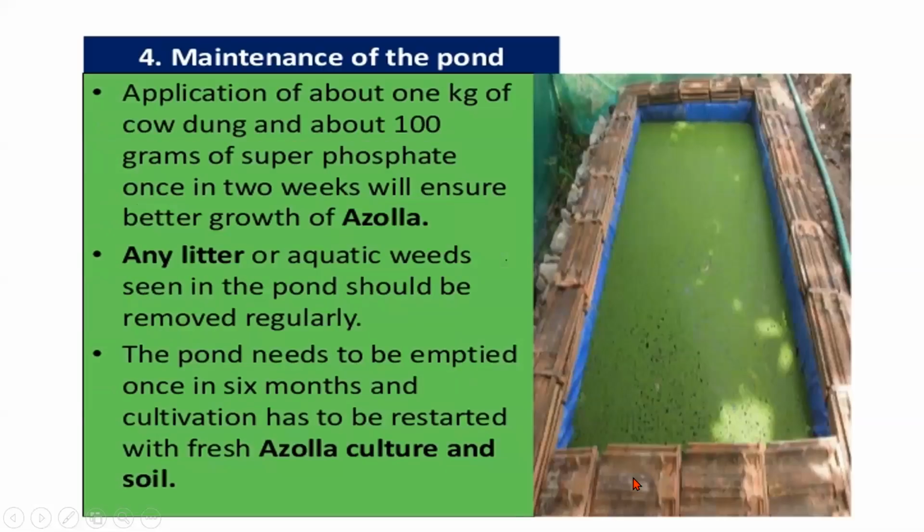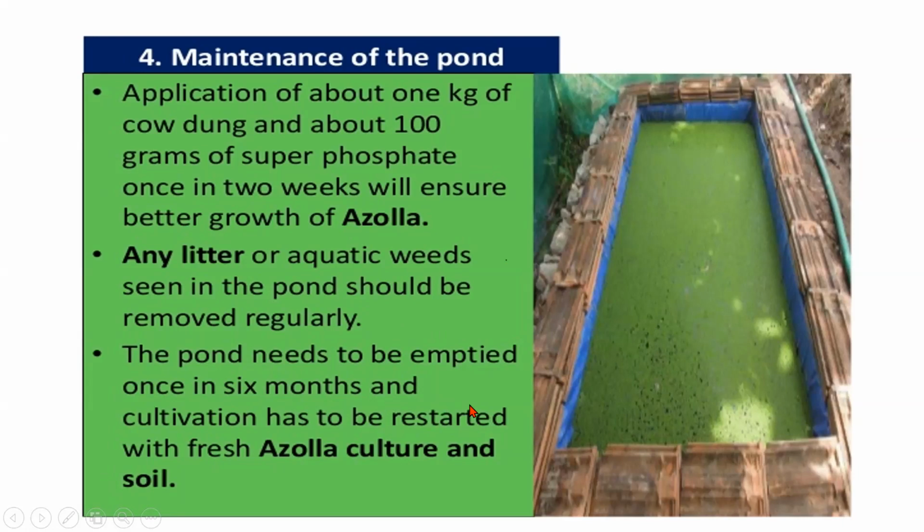So you have a tank like this built, lined with plastic sheet. So you can maintain the pond. Once in 2 weeks you have to add 1 kilo of cow dung and 100 grams of superphosphate. If you want to maintain good growth of azolla throughout, you have to maintain the pond every 2 weeks. And aquatic weeds, if they are growing, you have to remove them.